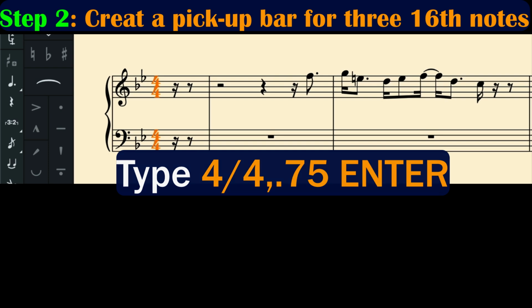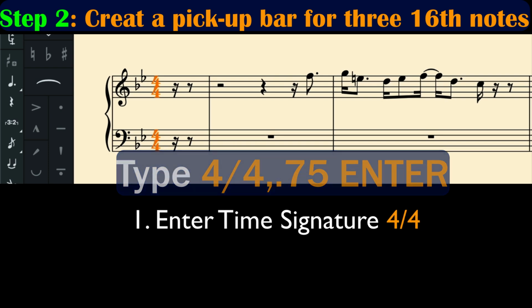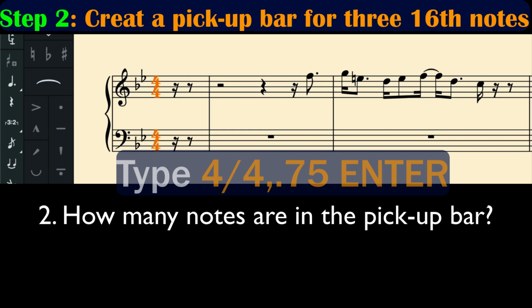Let me quickly explain the syntax. First, we type the time signature by entering the number of beats and the beat value separated by a /, with no spaces. Now, we need to tell Dorico how many notes we want in the pickup bar. Here is the syntax for that.